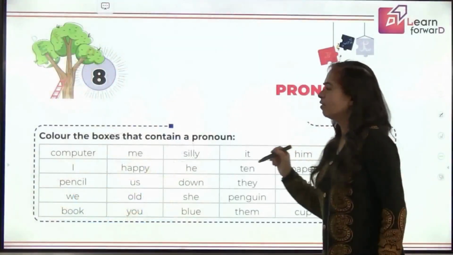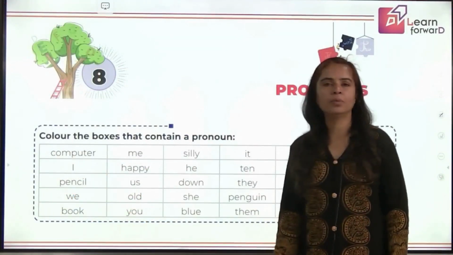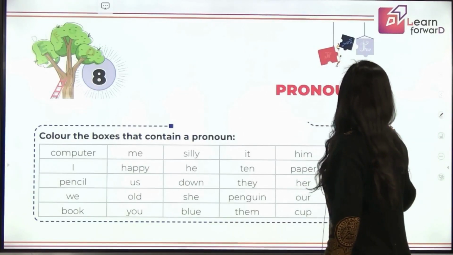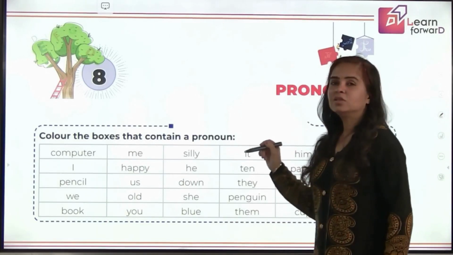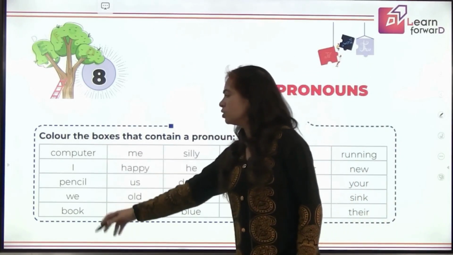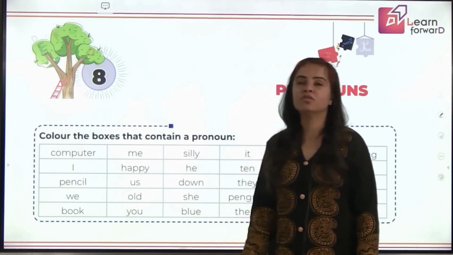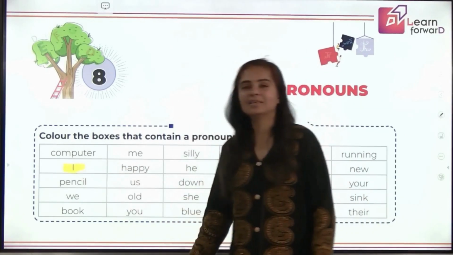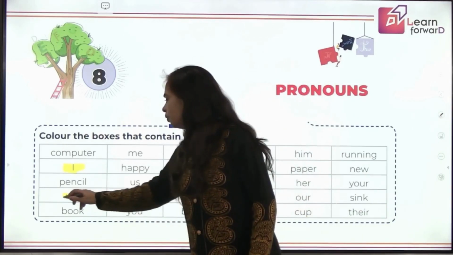What do you have? Color the boxes that contain a pronoun, and I think that's very easy for all of you to do. Let me highlight with your help some of the boxes. Rest you'll do yourself. We'll go this way. Yes, come on. Tell me which is the first one I should highlight. Perfect. This is I and we. Good. So the plural of I is we.